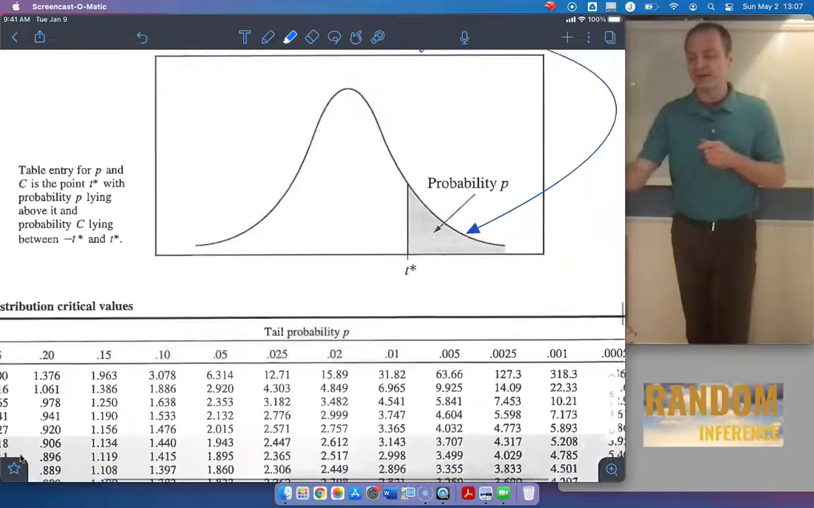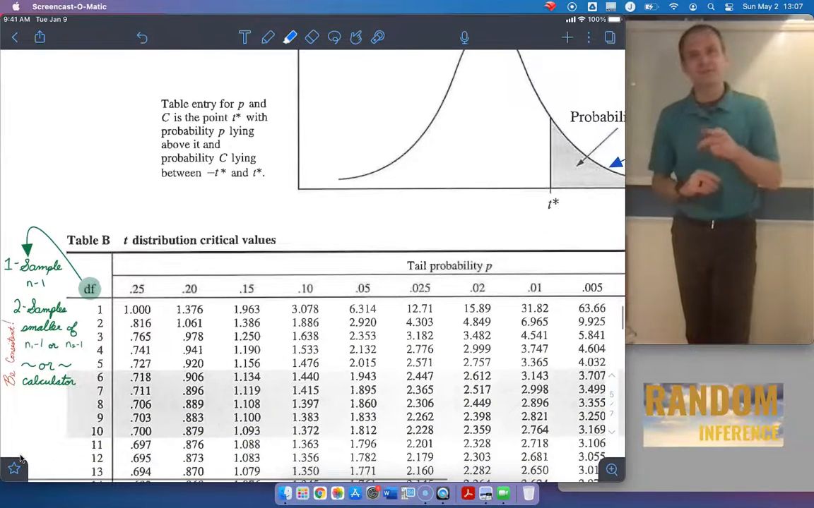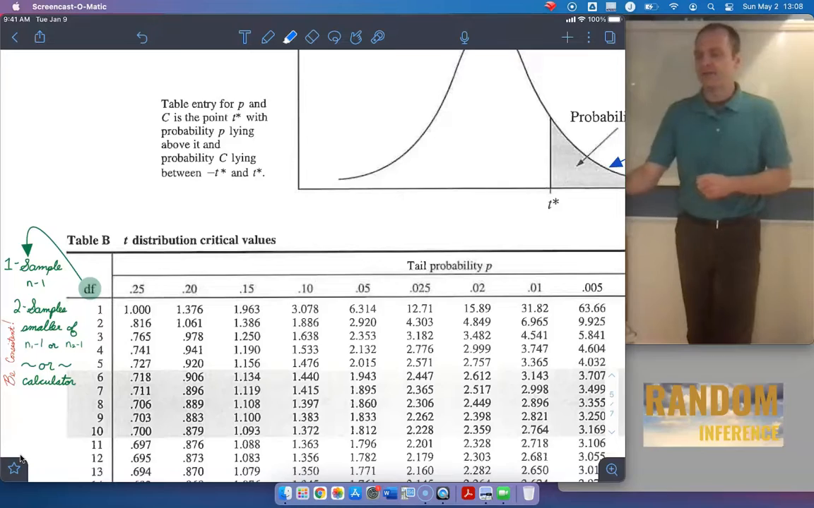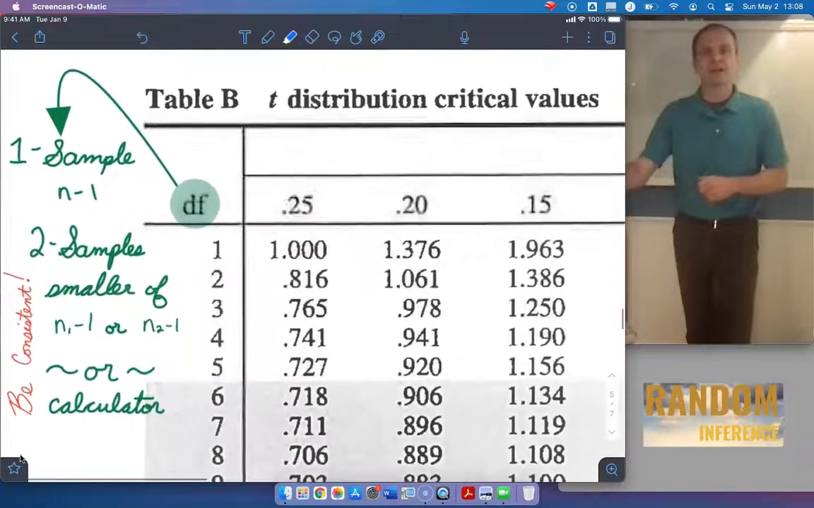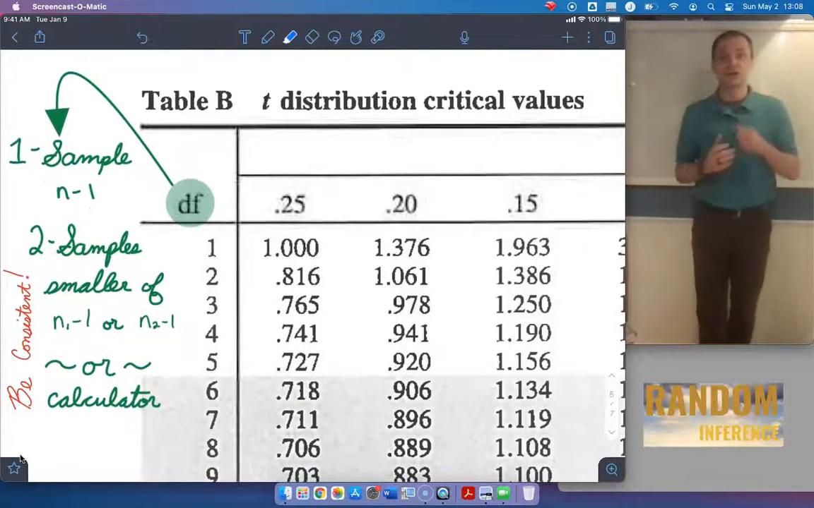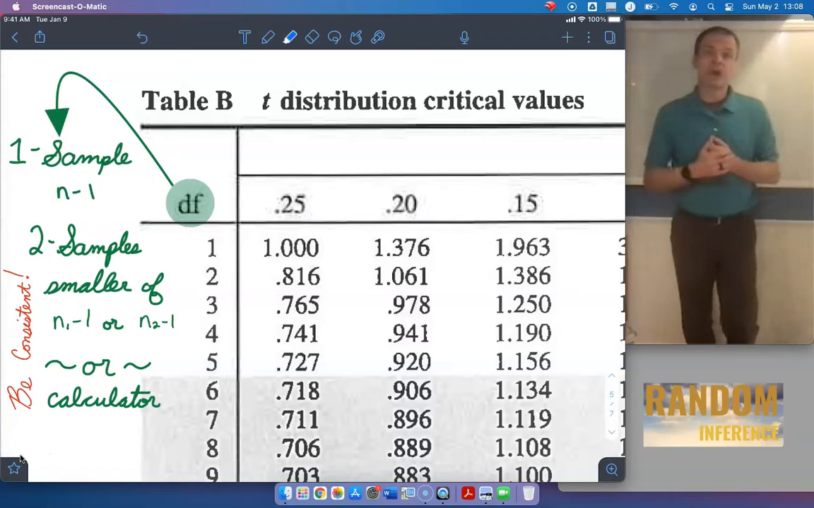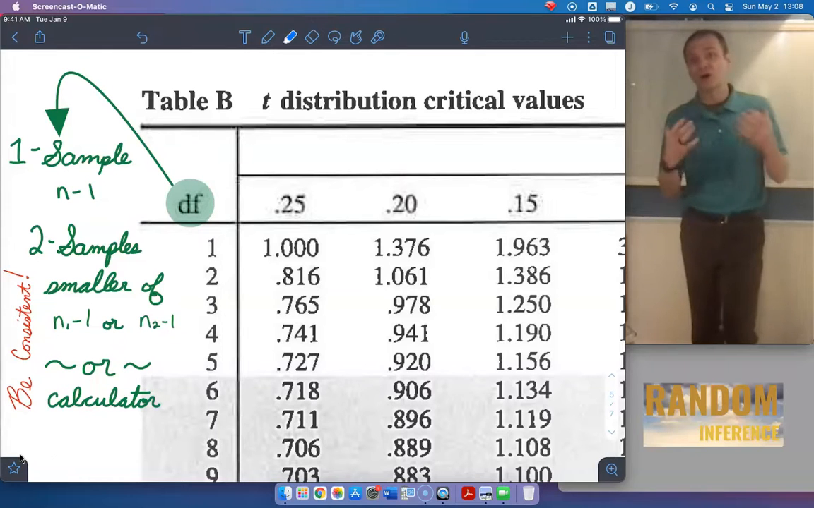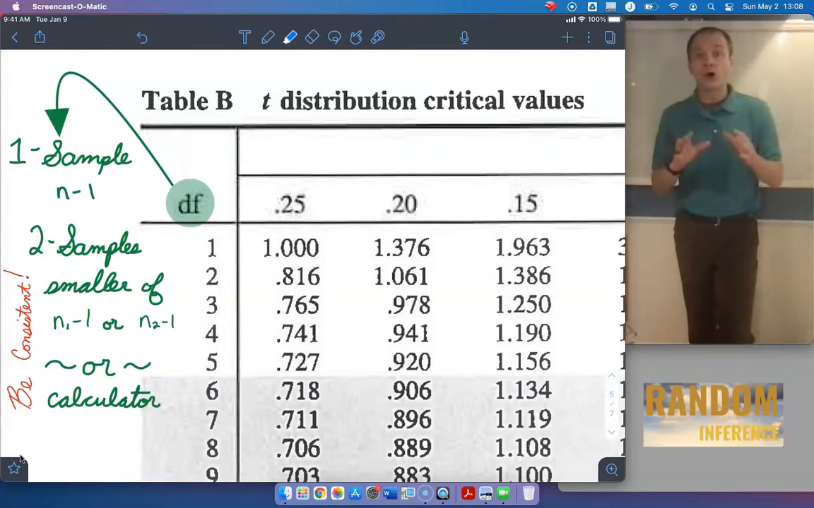One other thing to keep in mind here is degrees of freedom. I remember I told you you're going to say, Mr. Anderson, you didn't talk about degrees of freedom with T. You did when it came to inference for regressions, and it's because I was saving it for this. Here is your degrees of freedom column. When you have one sample, your degrees of freedom is n minus 1. When you have two samples, you have a few options for your degrees of freedom. You have n minus 1 for both samples, and you choose the smaller of them. Or you can use your calculator. Those are the two options.